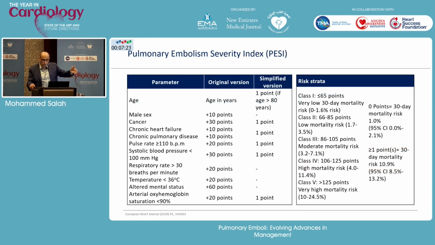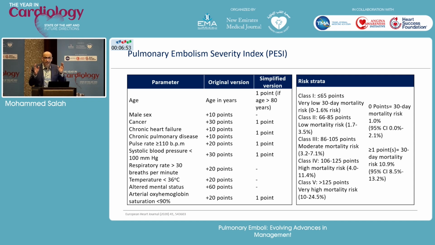And you have again what we call the pulmonary embolism severity index. This is very important. Also, we have an original version and a simplified version, and the risk strata are classified. Class 1, less than 65 points, usually carries very low 30-day mortality. Class 2, from 66 to 85, low mortality risk. Class 3, from 86 to 105, moderate mortality risk. Class 4, 106 to 125, high mortality risk. And class 5, more than 125 points.